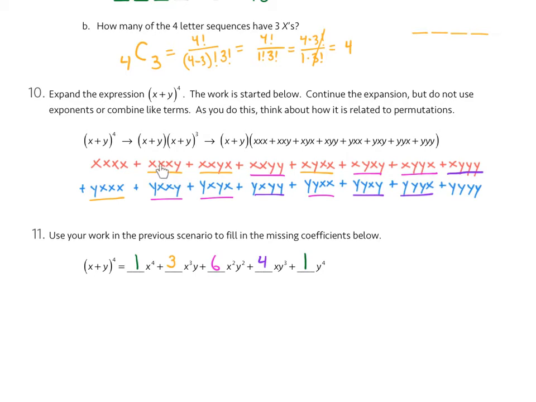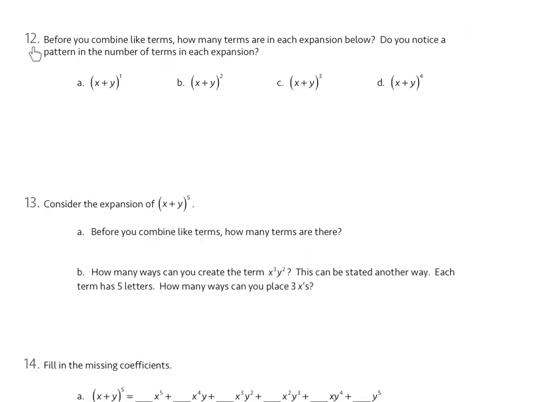It doesn't matter if I put this x here or here. It's still 3 x's and 1 y, and y is in the 4th position. Because the order in which you place these x's in this 4-letter sequence does not matter, you can refer to this as a combination, not a permutation. And as we saw in the previous scenario, you can use a combination of 4c3 to calculate how many different 4-letter arrangements you can make that have 3 letters that are the same. That is 4c3.